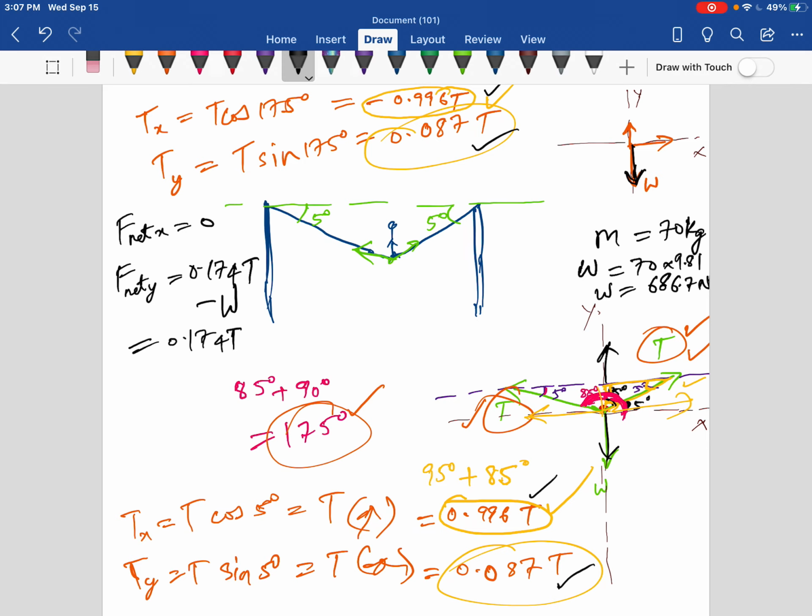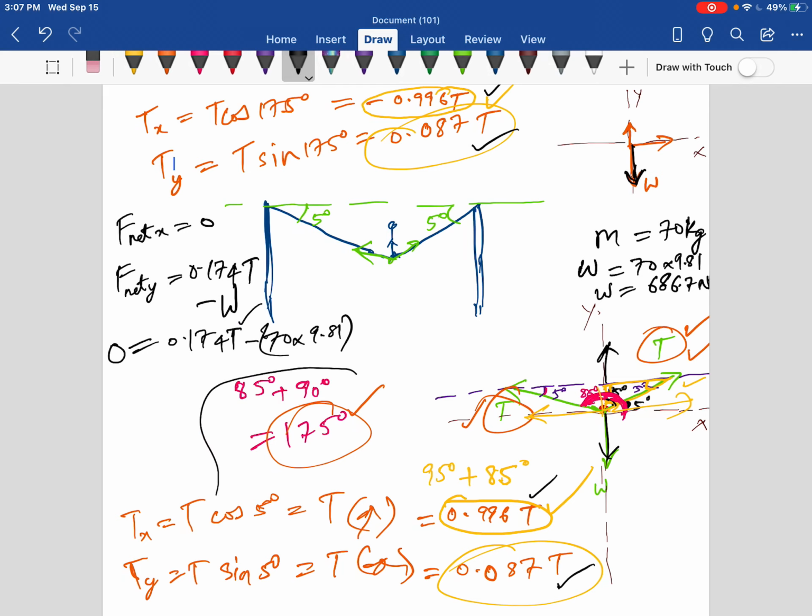W is just mass times g, right? So 70 times 9.81 meters per second squared. So once you find all of this, now you have this. Over here the net force has to be 0 as well in the y direction. The question would just say that the person is not jumping up or down, he's just stable over there. If it is stable, then this should be equal to 0.